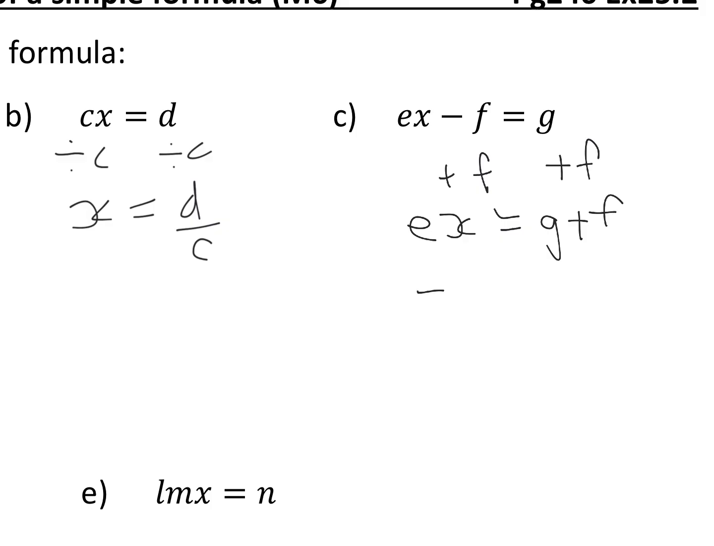You then need to divide both sides by e, because x is multiplied by e. So when you divide it by e, you would be left with x. We've got to do the same thing on the other side. So how do we write that? Dividing by e, you just write the right hand side over e, and that means all divided by e.